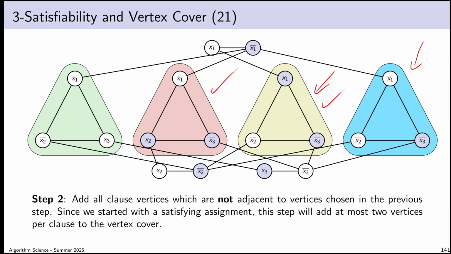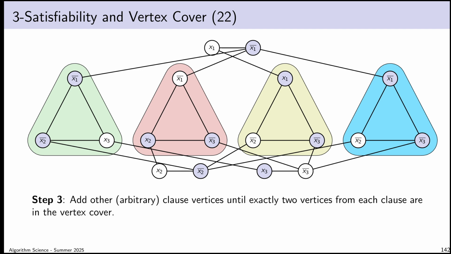However, this clause triangle has a problem because it doesn't have 2 vertices in the cover, and we saw earlier that it needs to have that. And moreover, who's covering this edge here? And finally, this clause triangle is in real trouble because it contains no vertices that are in the cover, and therefore none of its 3 edges are covered. And so step 3 is just add as many vertices as you need to ensure that each clause has exactly 2 vertices in the cover.